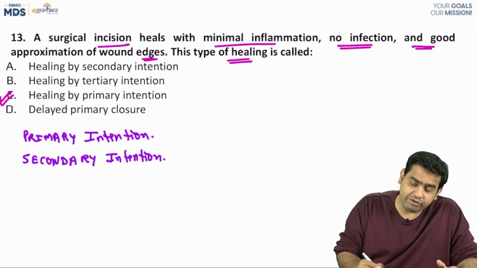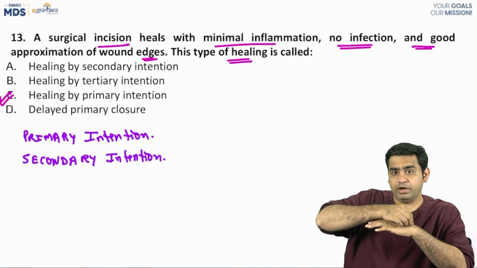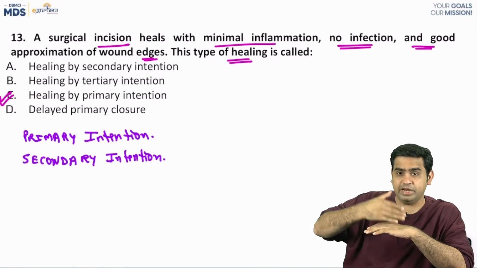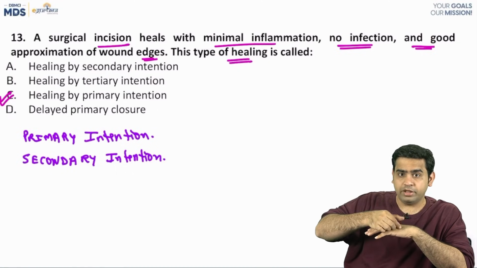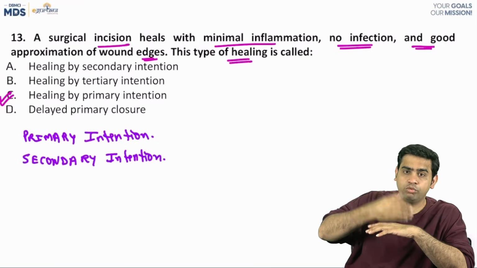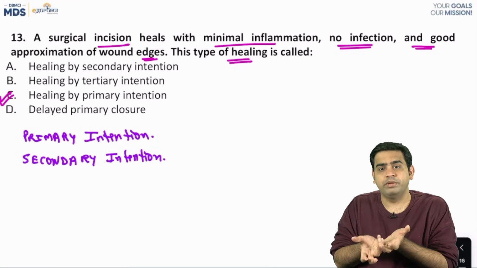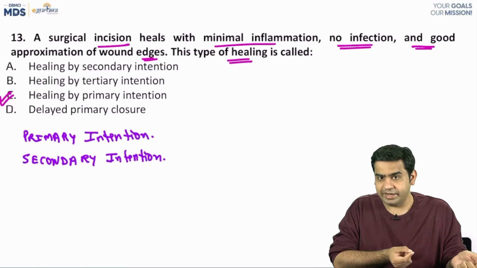What is the healing by secondary intention? Here, there is basically a gap which is maintained. You don't bring the two edges together, you don't anastomose them together, you just leave the wound open. That is what is called healing by secondary intention.